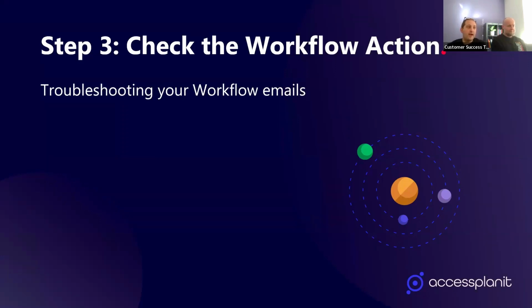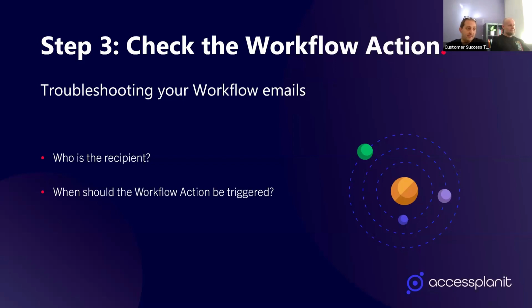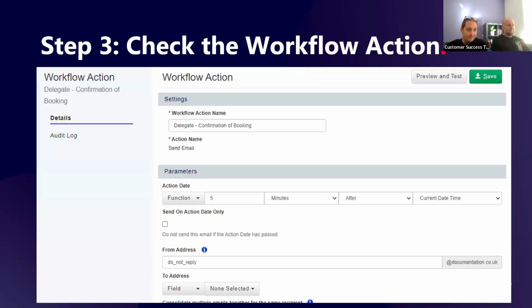So workflow actions are where you define what should happen when your workflow rules have been met. So in most cases, workflows have one action, but there are times where workflows have multiple actions. So it could be that you send a reminder at different intervals, and each action would be for each different reminder. So when we're checking workflow actions, we're looking at who the recipient is, when the action should be sent, and then finally, whether we're limiting the action to only send on the action date. So we're going to dig into these a little bit more now.